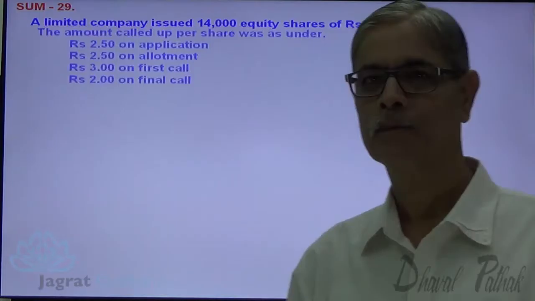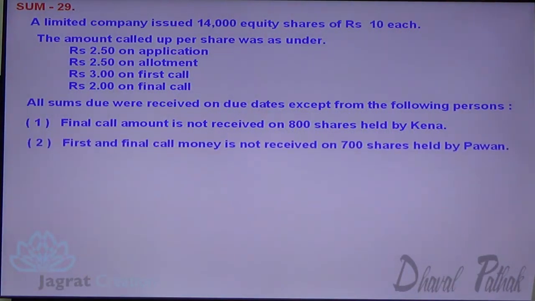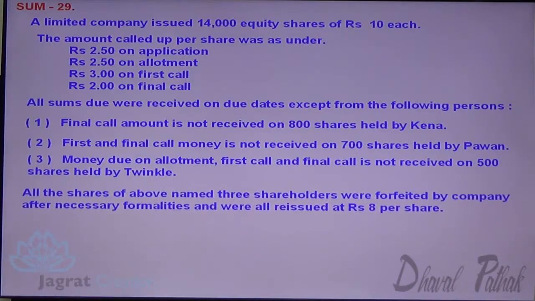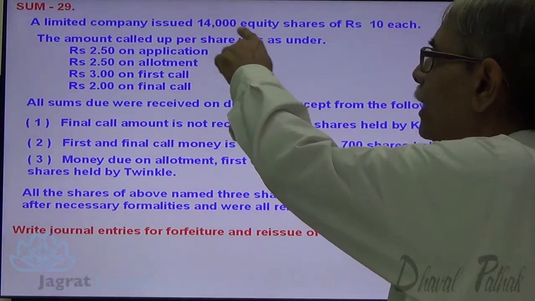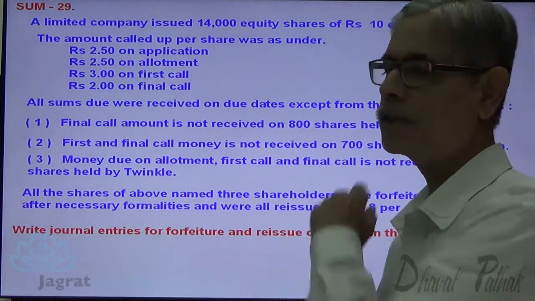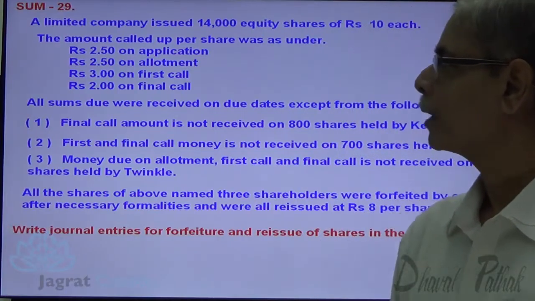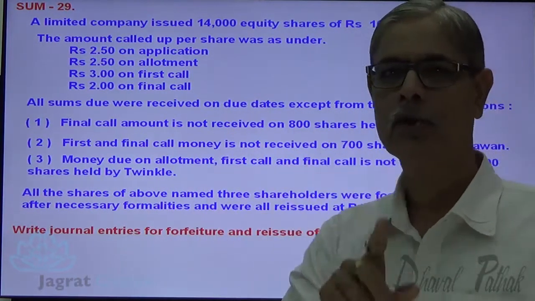Today, I wish to start with one sum on share capital transactions. Observe the sum on screen. A limited company issued 14,000 equity shares of ₹10 each. Amount called up per share was as under: 2.5 with application, 2.5 with allotment, 3 with first call and 2 with final call.